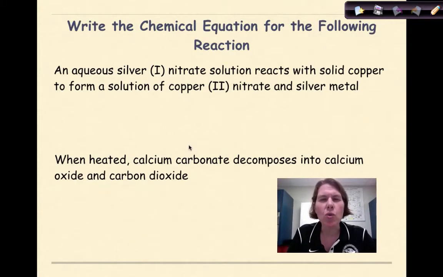So let's look at two chemical reactions and how we would approach writing them. So let's read through the reaction first and then slowly start to break it down. So an aqueous silver 1 nitrate solution reacts with solid copper to form a solution of copper 2 nitrate and silver metal. So if I was approaching this problem, the first thing that I would do is just start writing out my symbols and ions if necessary.